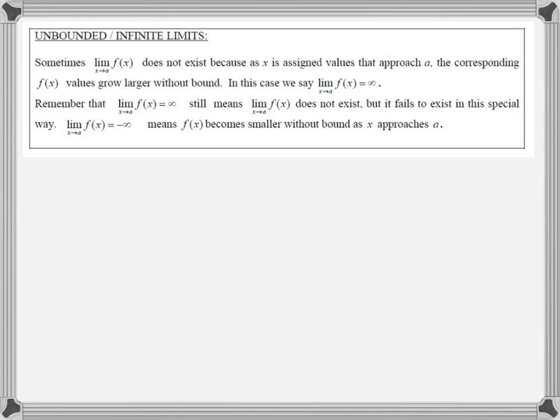Okay, unbounded infinite limits. Since the limit as x goes to a of f of x does not exist unless it goes towards a specific number, then technically the limit does not exist. But if they both go to positive infinity or they both go to negative infinity, then it still means that the limit does not exist, but it fails to exist in a special way. So if they both go to positive infinity or they both go to negative infinity, then you would want to say positive infinity or negative infinity. Let's do an example of both types.